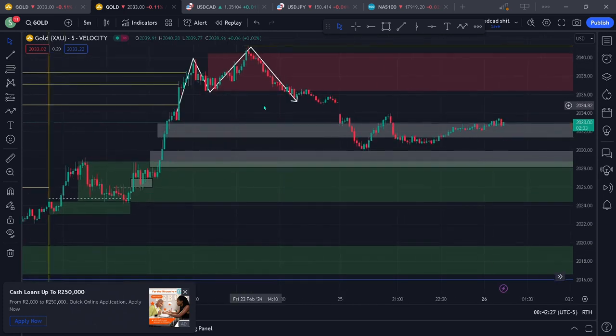It's a break in market structure, and price may be retracing to some fair value gap over here, which is on the 15-minute chart. These gaps are on the 15-minute chart.